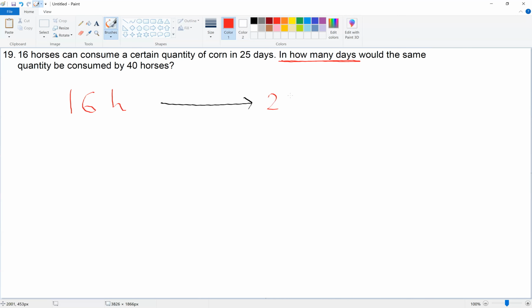Last step. 18 times 25 days over 15 pages. Okay. Do you get it? Yeah.